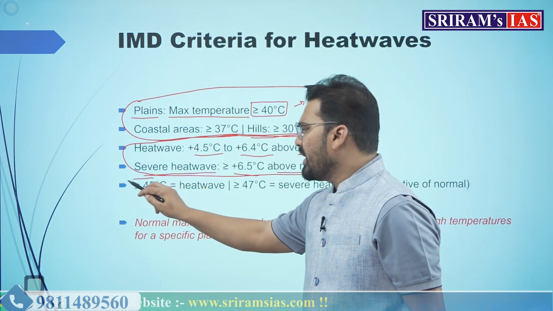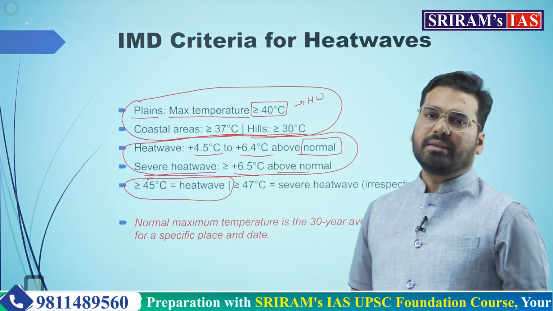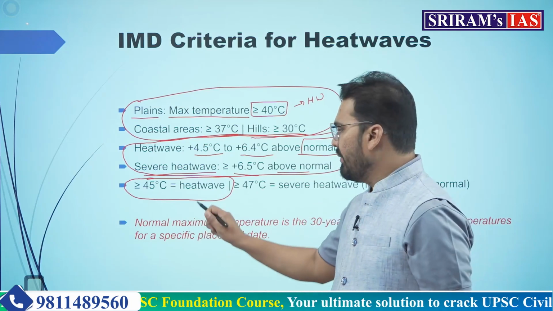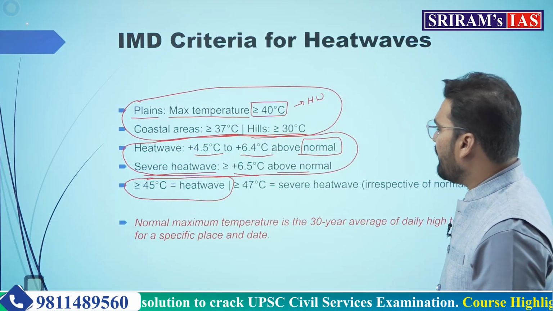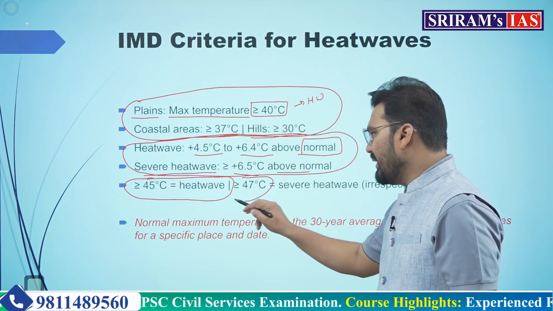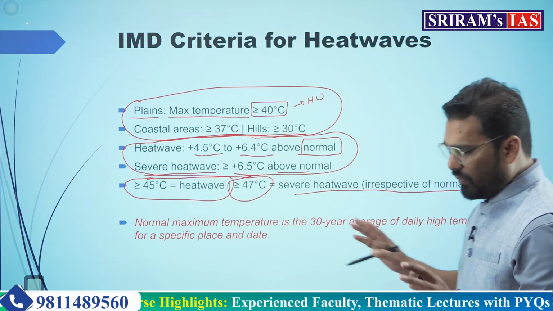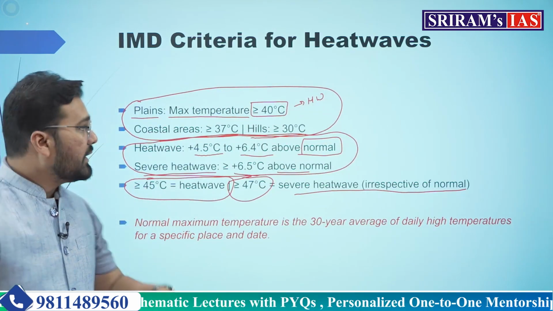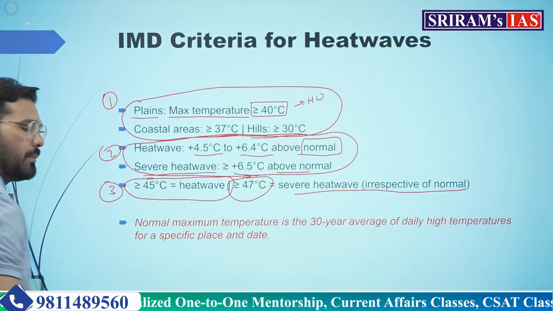If the temperature has gone beyond 45 degrees Celsius, it can be considered a heat wave irrespective of the place. Where it is, what it is like, doesn't matter. If it has gone beyond 45 degrees Celsius, it can be considered a heat wave. And if it has gone beyond 47 degrees Celsius, it is called a severe heat wave irrespective of normal. Whatever normal is, we don't consider it there. So there are three types of criteria: 1, 2, and this is the third one.